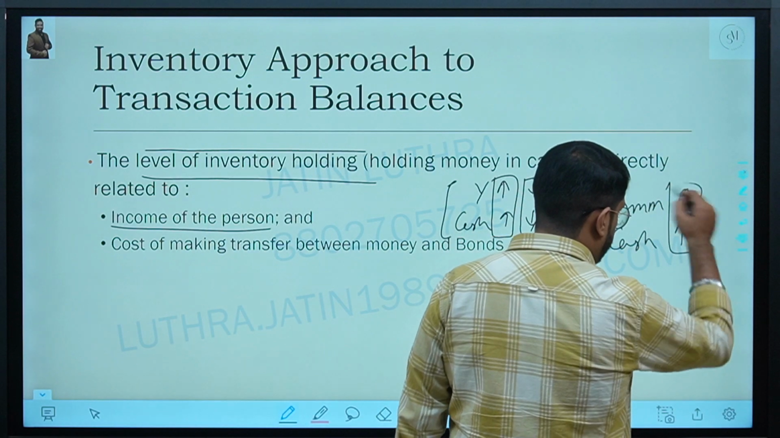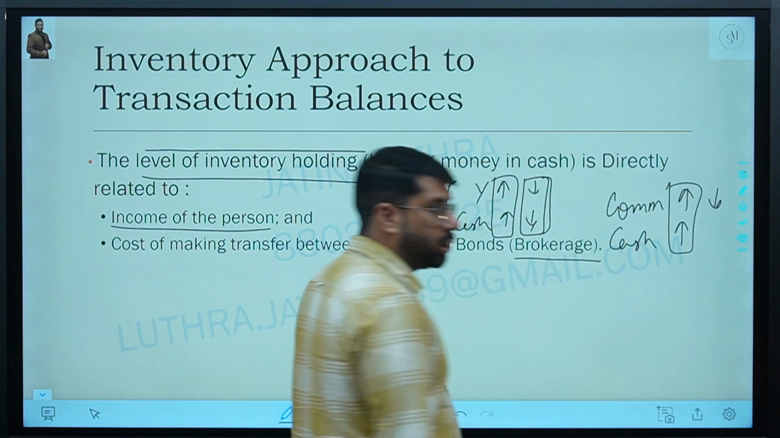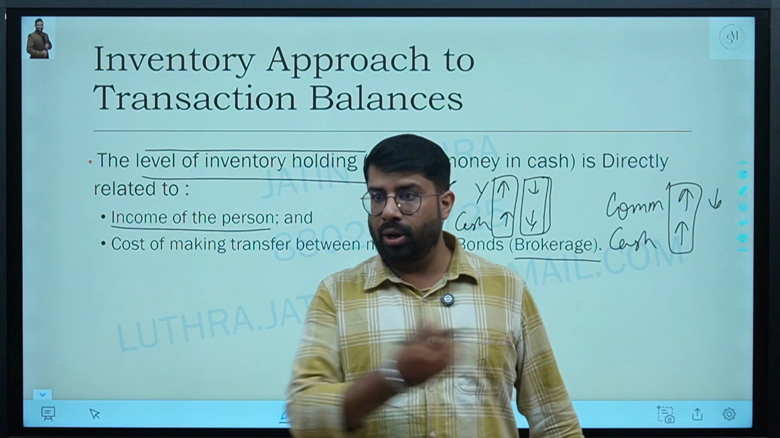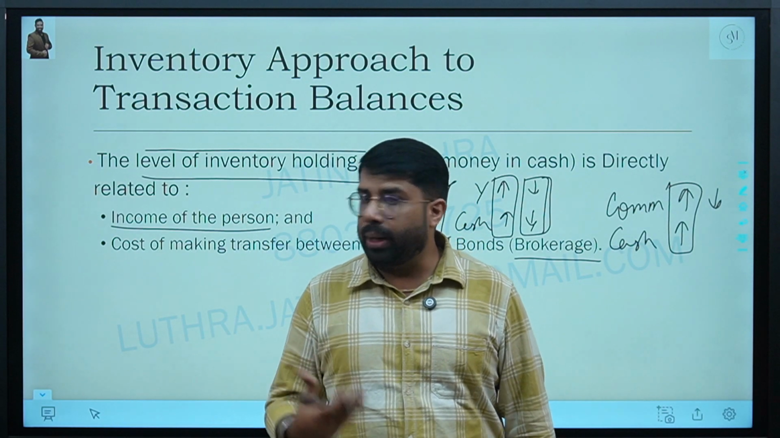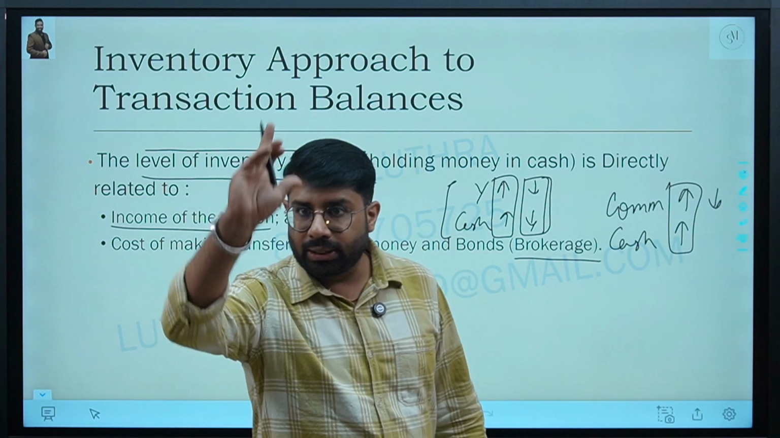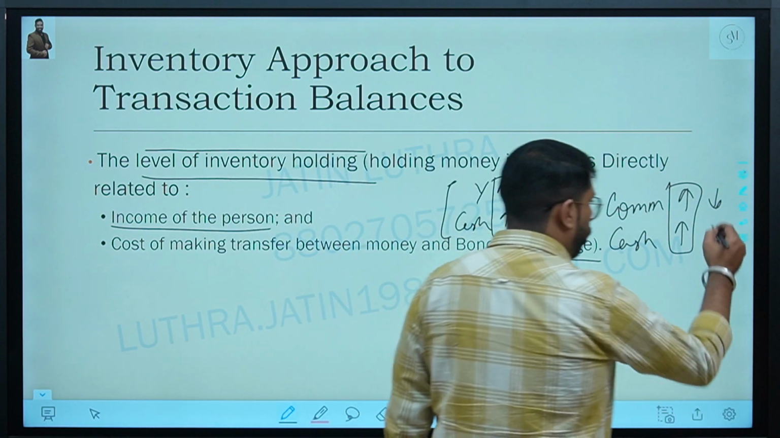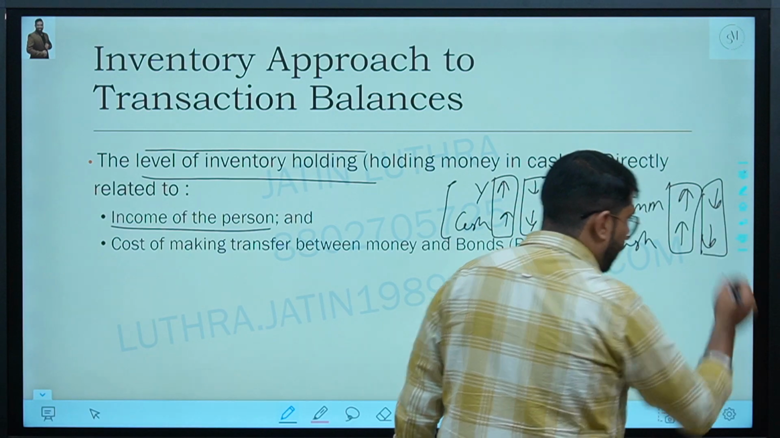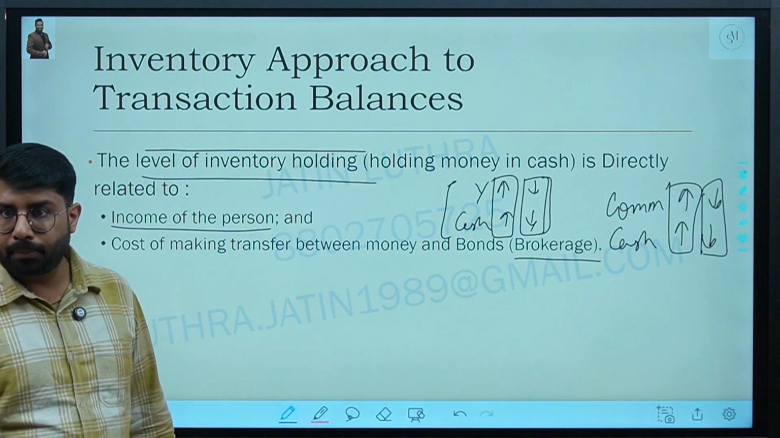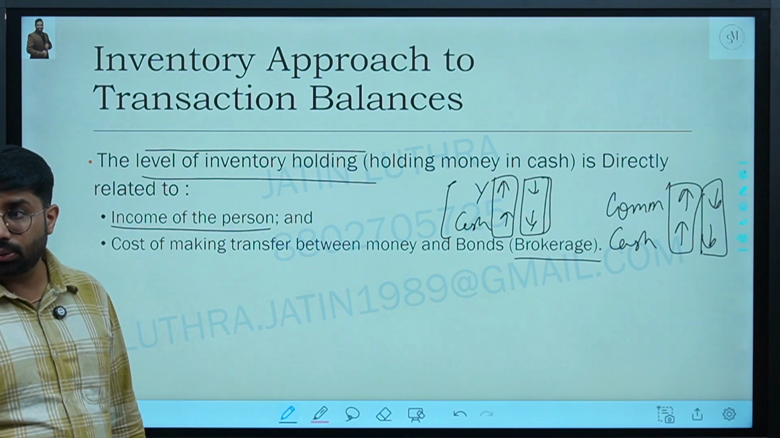Direct relationship. If the commission is less, what will you do? I have to pay less commission, let me buy the asset. I will earn return, and whenever I need money, I will sell the asset and get my money back. It means when there is less commission, you will keep less cash with yourself so that you can buy more assets. Clear? Yes, sir.